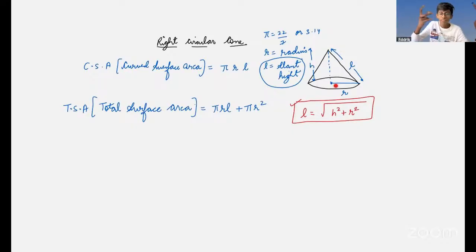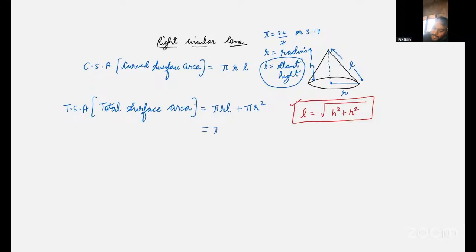Everyone got it? And sir, there is pi r into L plus r. Yeah, the final formula will be when you take out pi r as a common, so it will become pi r into L plus r. This is the TSA.